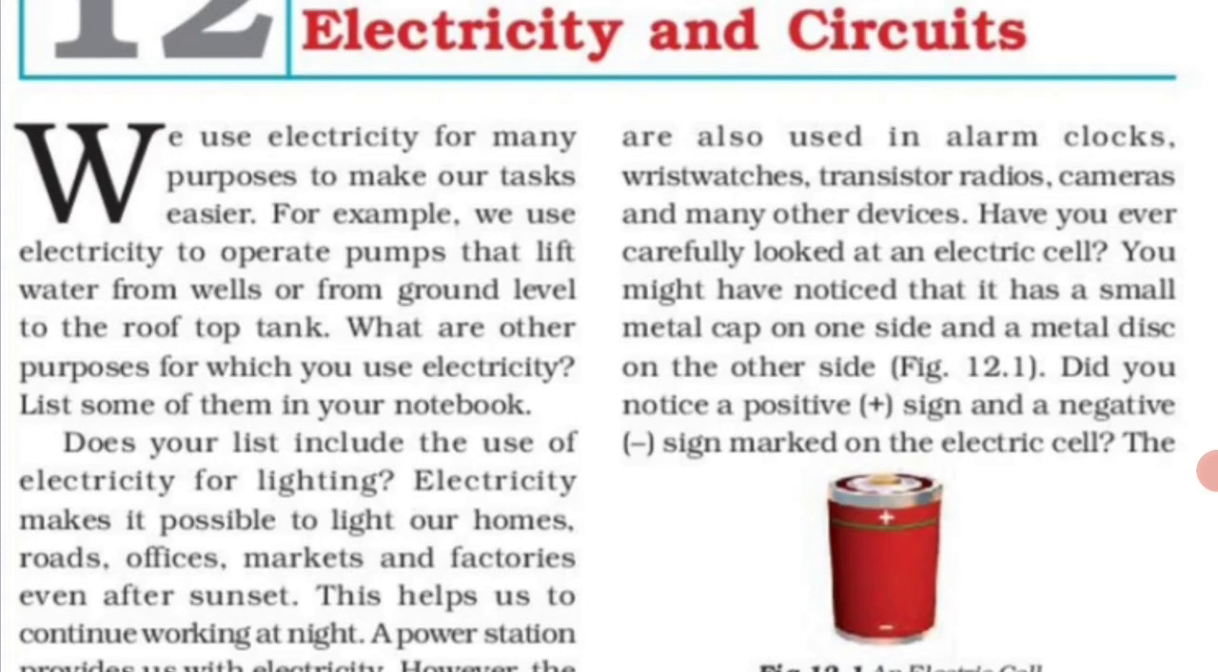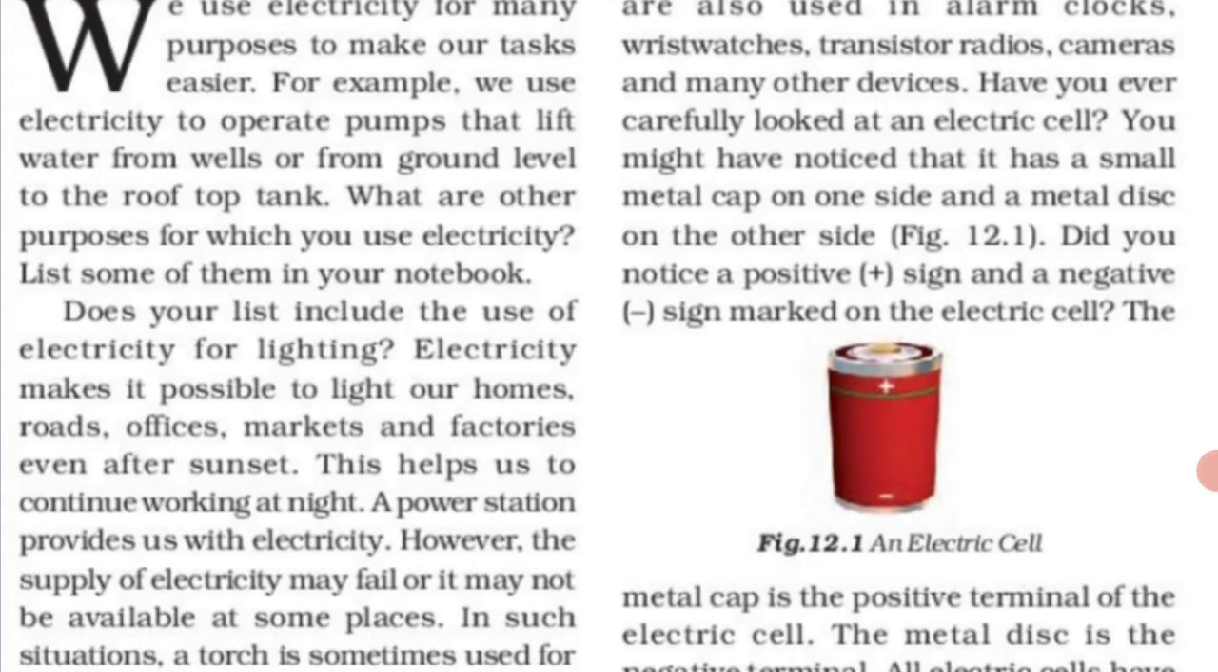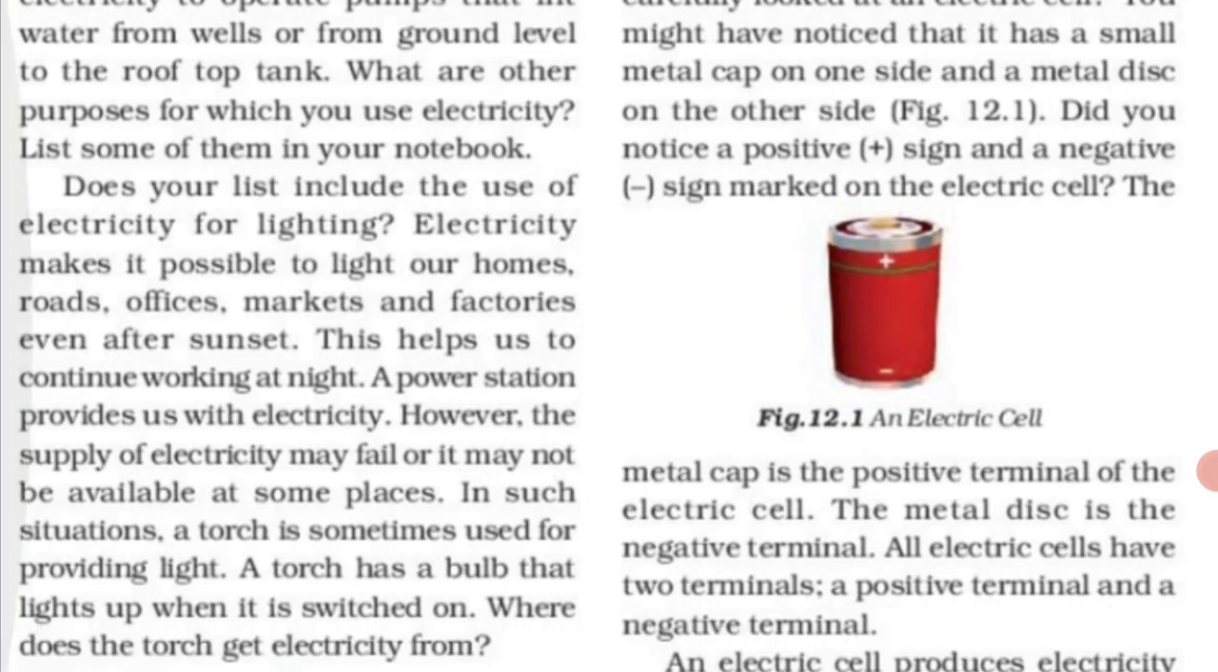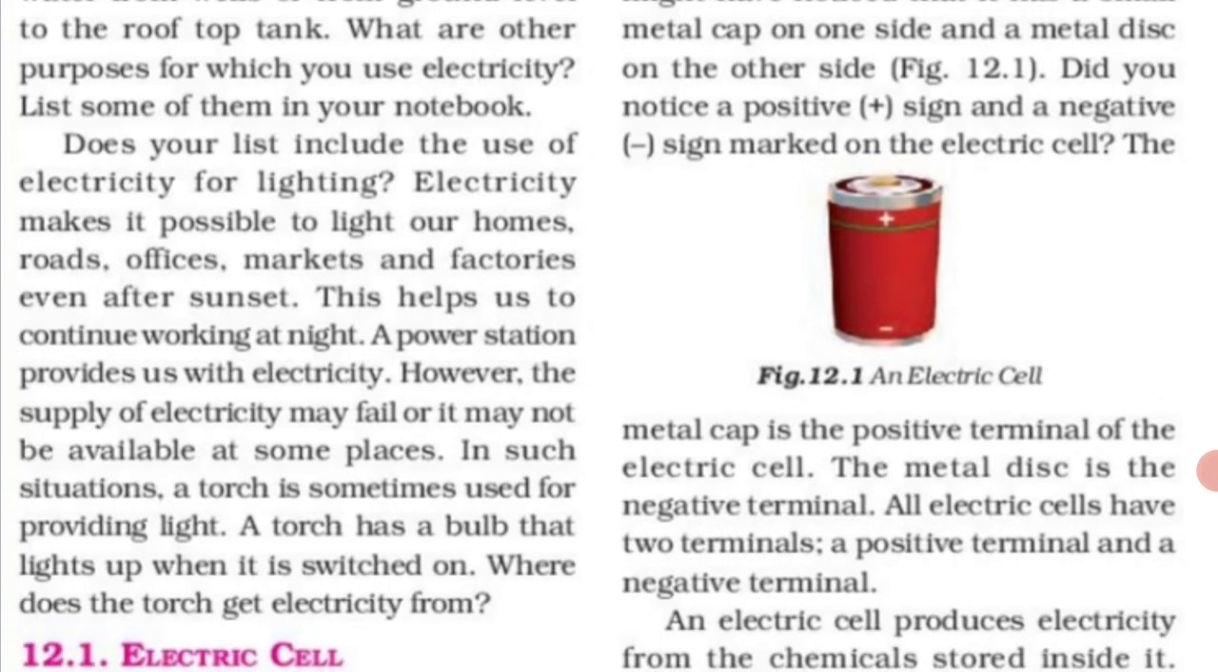Electricity makes it possible to make our work easy in the kitchen, like we are using a microwave, a mixer grinder, washing machines, hand blenders and other things. Electricity makes it possible to light our homes, roads, offices, markets and factories even after sunset. This helps us to continue working at night.